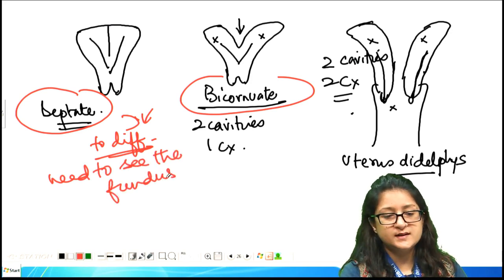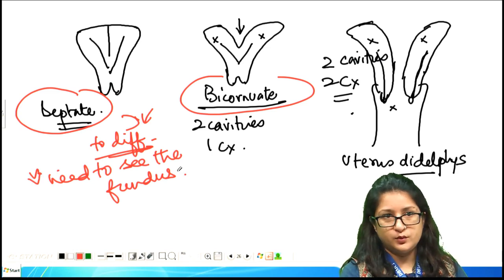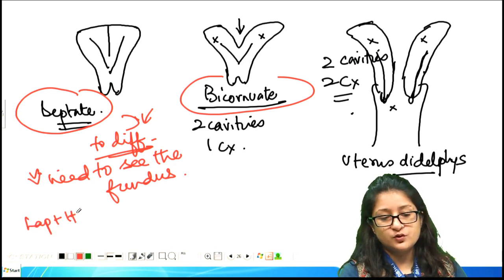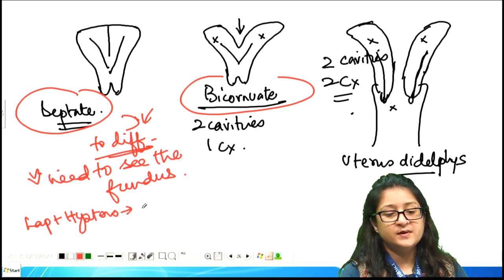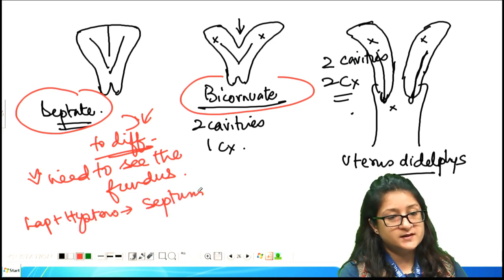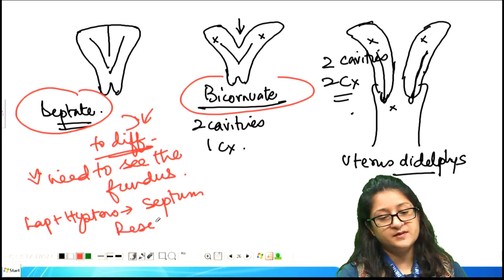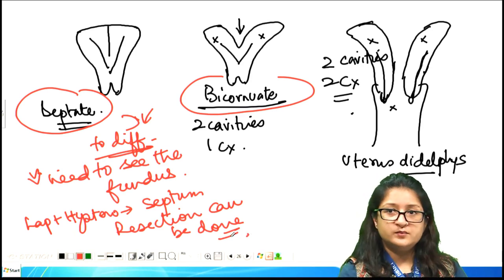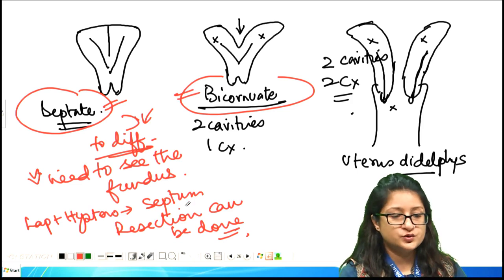Okay, we need to see the fundus, and that is why laparoscopy plus hysteroscopy. And similarly in laparoscopy plus hysteroscopy, what we can do at the same time is septum resection, if it is found that it is a septum. Septum resection can be done in the same sitting.